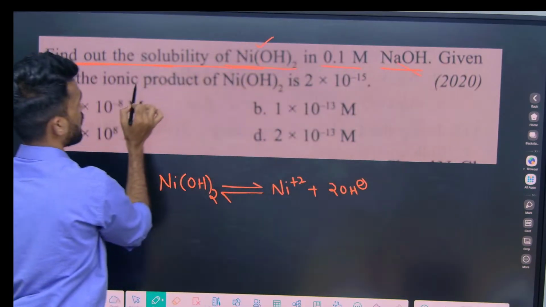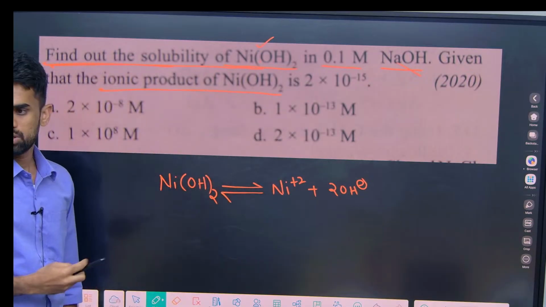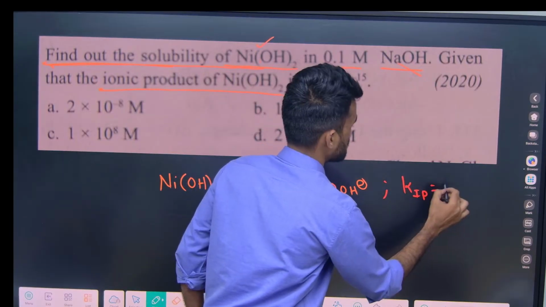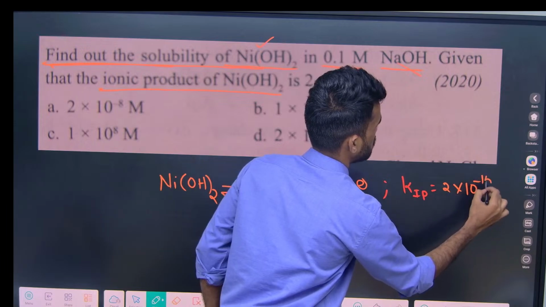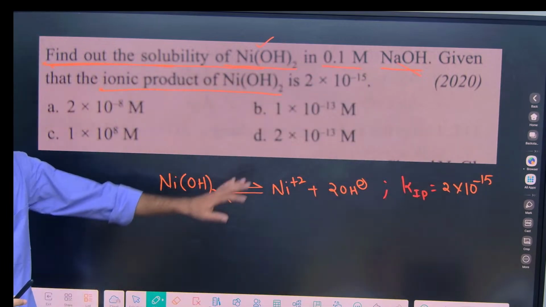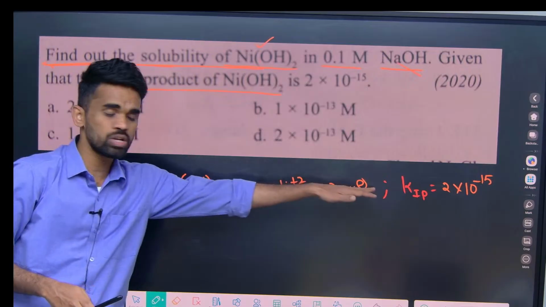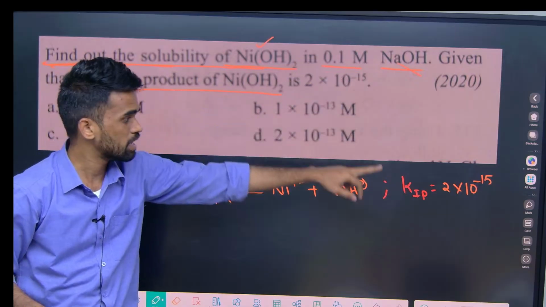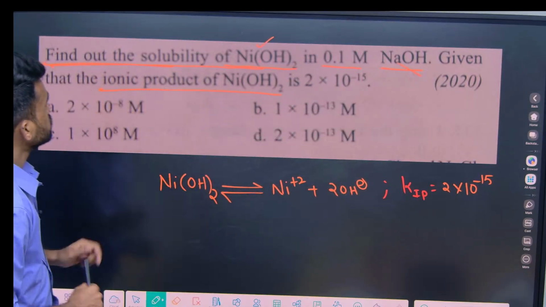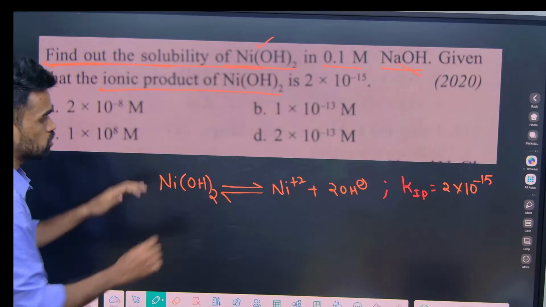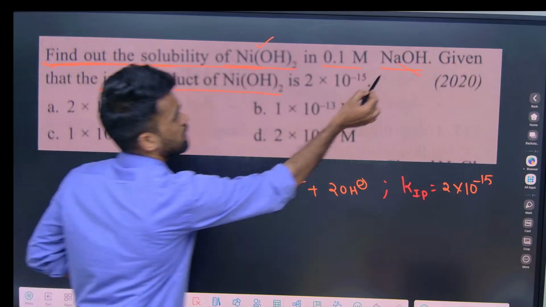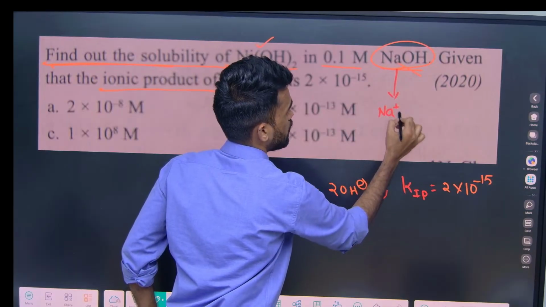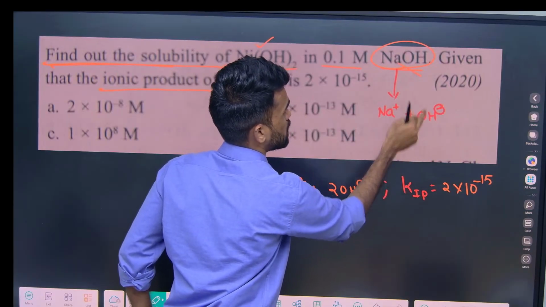Okay, given the ionic product of Ni(OH)2, they have given this much, 2 into 10 power minus 15. That is the value they have given. This is the story before adding NaOH. Before adding NaOH, this much KIP value is there. Now to this mixture, I am adding NaOH. Now tell me, what will NaOH give you? Na plus and OH minus. See, OH minus ion is coming from NaOH.